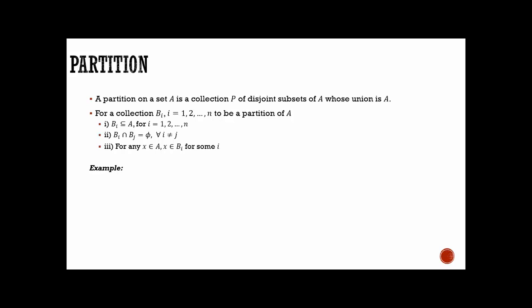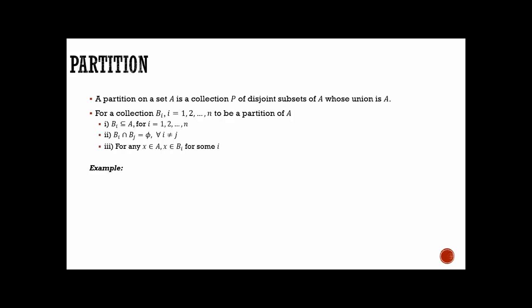A partition on a set is a collection P of disjoint subsets of A whose union is the original set A. For a collection Bi, where i goes from 1 up to n, those are the partitions of that set. We know that Bi is a subset of that set, so it's a portion of that set. The intersection of any two partitions is the null set, meaning that they don't overlap.